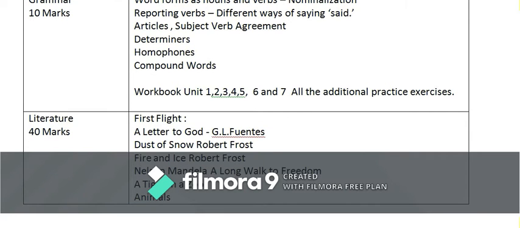For literature, it is for 40 marks. Kindly make a note of it that 10 marks will be for where prose will be given and MCQs will be asked based on the prose, and the remaining 30 marks are for subjective writing.